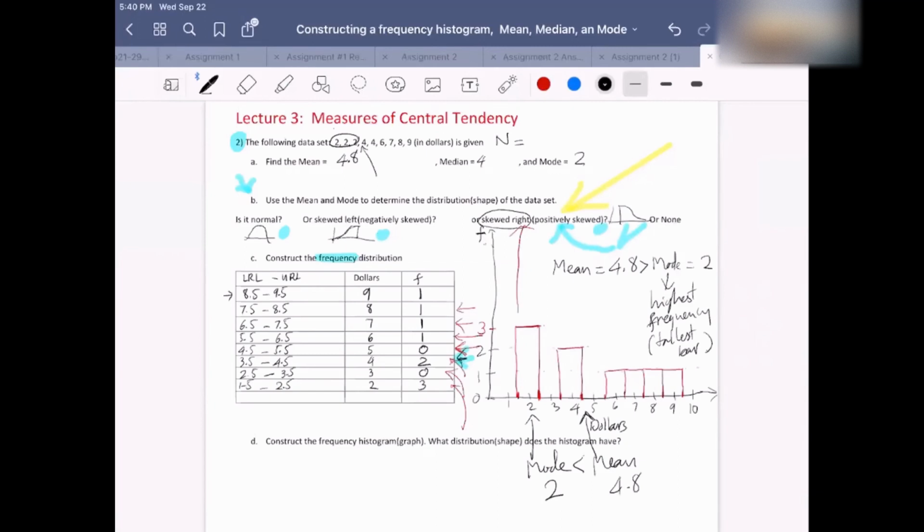So make sure that you remember that from now on. If you see that the mode is the one to the left of the mean, then that means that this is positively skewed, okay? Even if you don't graph the data set, then you should be able to tell the shape right away, okay? And you should remember that.